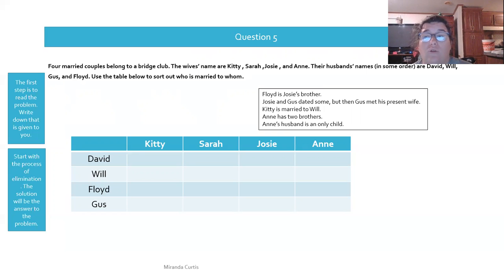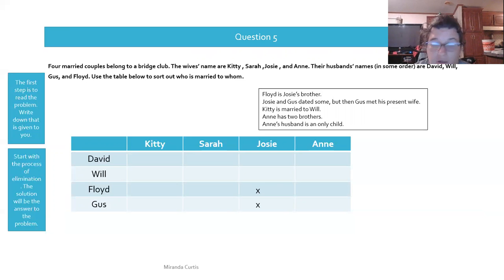So now we're going to write it down and follow our steps. We're going to start the process of elimination. They gave us a box, they gave us some information. Floyd is Josie's brother, so we know they're not married. Next, Josie and Gus dated some, but then Gus met his present wife. So we know Josie and Gus are not married. We got that. Next it tells us Kitty is married to Will.